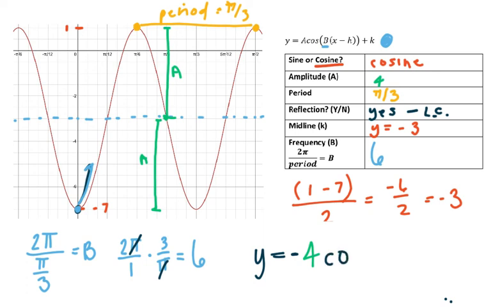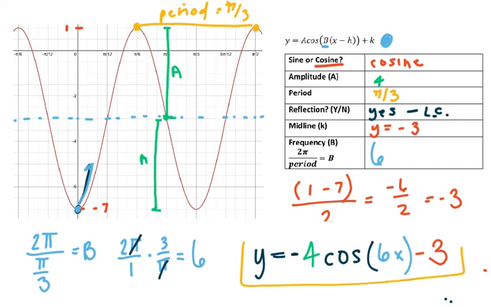We will then have cosine. Our b value is 6. And we don't have a horizontal transformation here, so we are just going to have 6x in parentheses because our h value is 0. And then finally, k is our midline, which is -3. So this is our final function here. This graph can be represented by the function y equals -4 cosine of 6x minus 3.